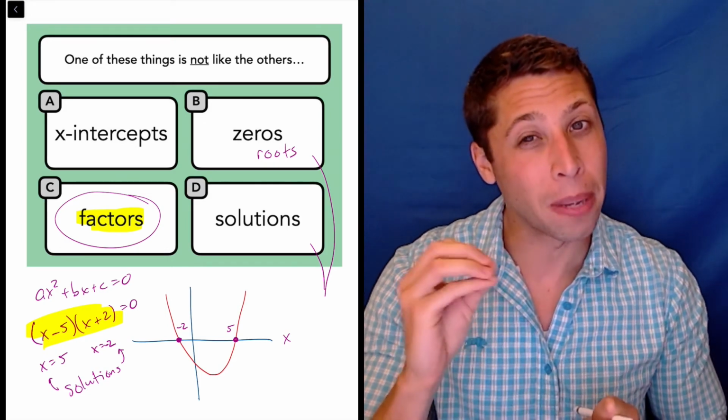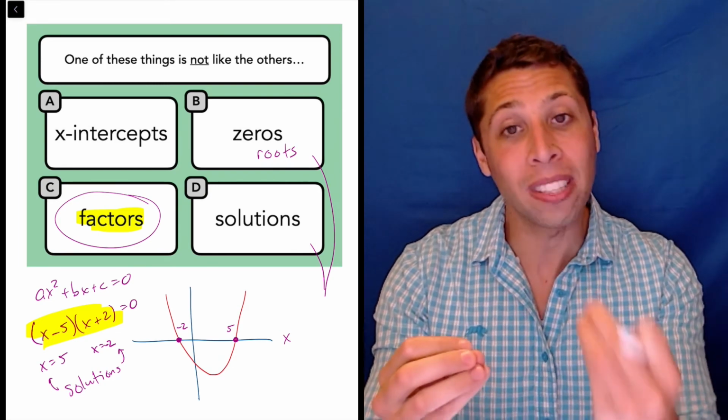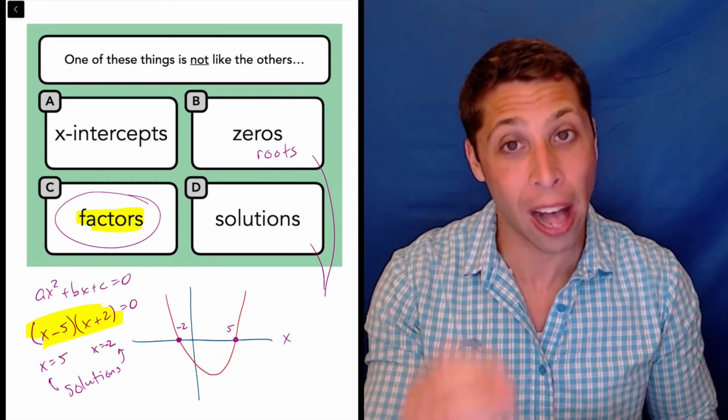A factor is like a mini equation. The solution, the x-intercept, is what we get when we set that mini equation equal to 0. It's the actual value of x, the actual number.